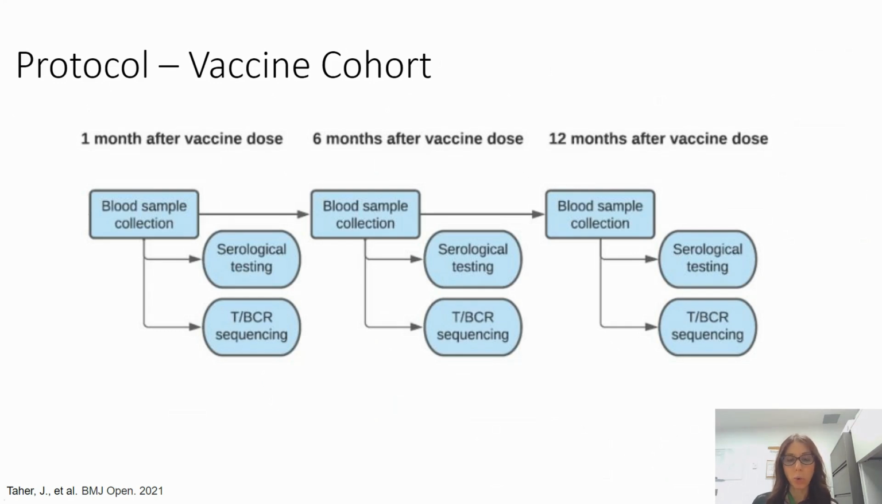So this is the vaccine cohort, which I won't show too much data on today. But in this cohort, serological and T and B cell receptor sequencing is done at 1, 6, and 12 months after each dose of a vaccine. If they get another dose within this time frame, then it's reset back to collecting at 1 month since their most recent dose. And you'll see later on that some of our COVID cohort did get vaccinated, and they do start to collect blood samples after their infection as well as after their vaccinations.